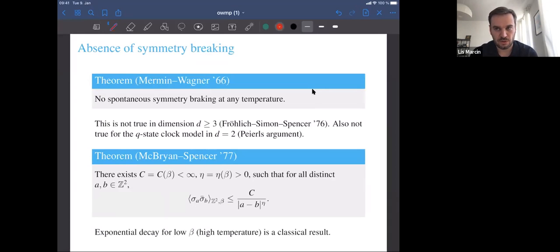So before I go on, I want to make a few comments. So this is not true already in dimension 3, by also a famous paper of Fröhlich, Simon, and Spencer, who used the infrared bound and reflection positivity to show that at low temperatures, in higher dimensions, the spin in the middle of the box actually remembers the boundary conditions. So there is magnetization at low temperature.